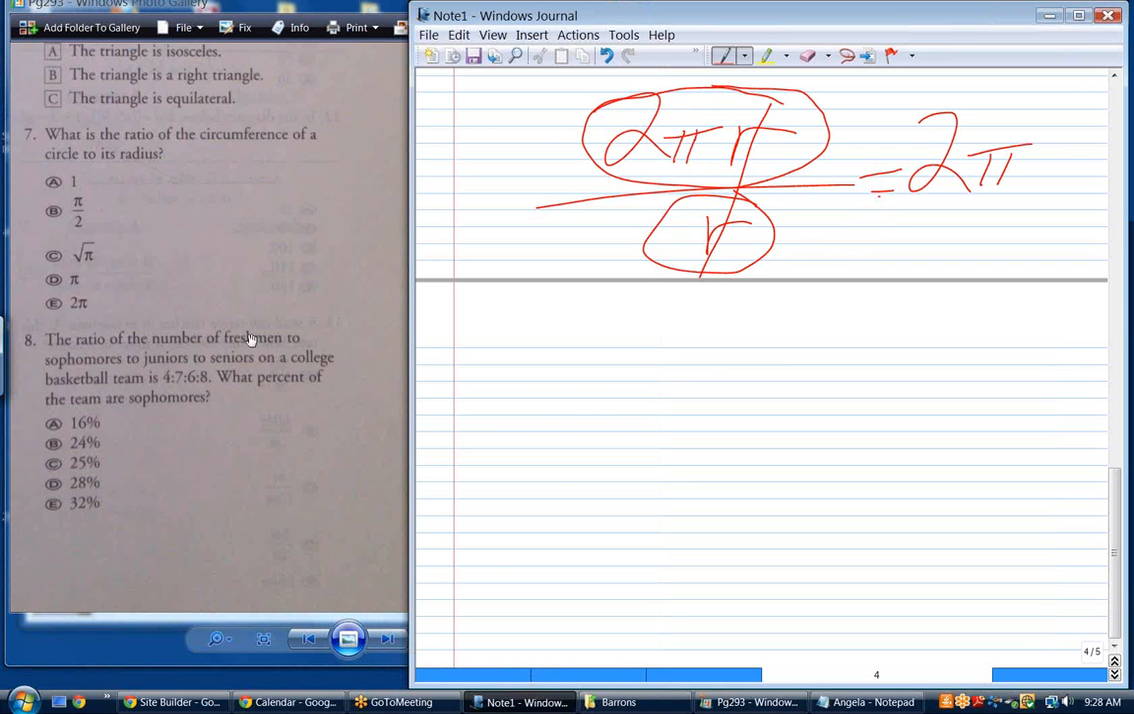Okay, the ratio of the number of freshmen to sophomores to juniors to seniors is in the proportion 4 to 7 to 6 to 8. What percent of the team are sophomores? It'd be 7 over 25. Okay. Which is 28%. Okay.